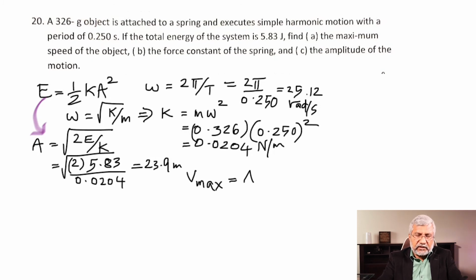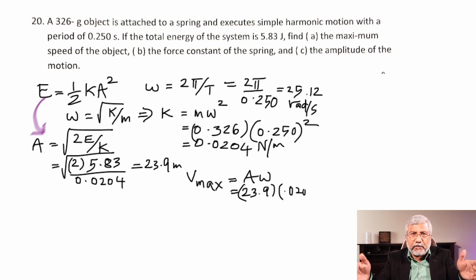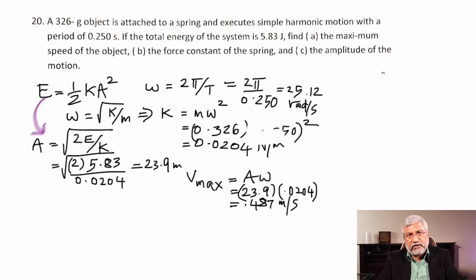And we know that maximum velocity is at the mean position, when it's passing the mean position, right? Not at the amplitude, because at the amplitude, the speed is 0. Therefore, the formula for maximum velocity is simply A omega. That's why we needed to find A. So just multiply that. Again, I've made some calculation errors.